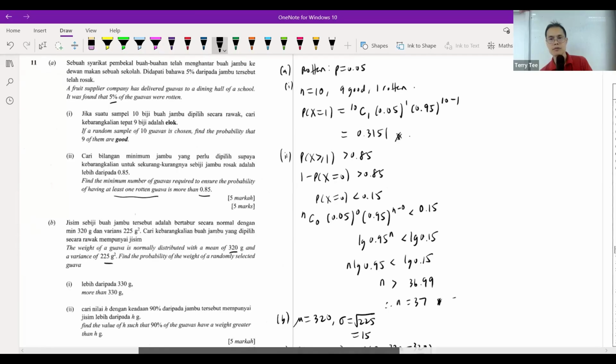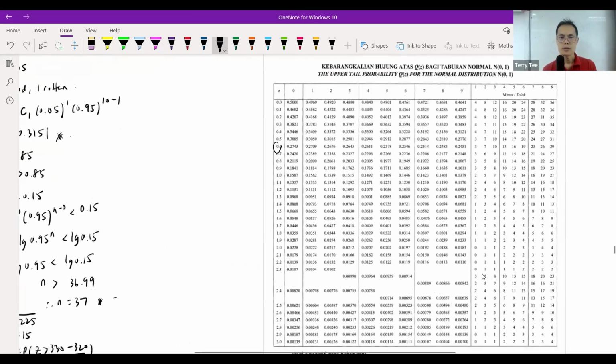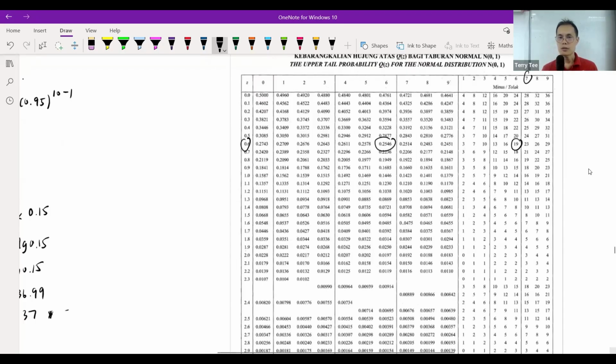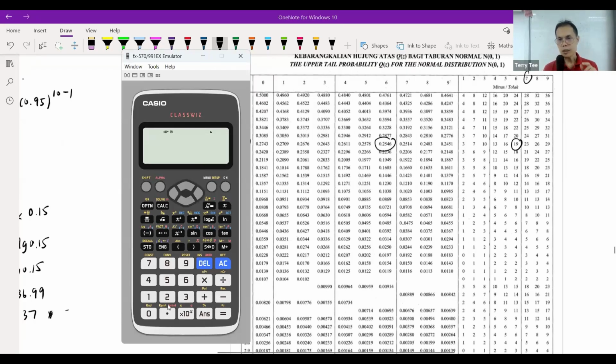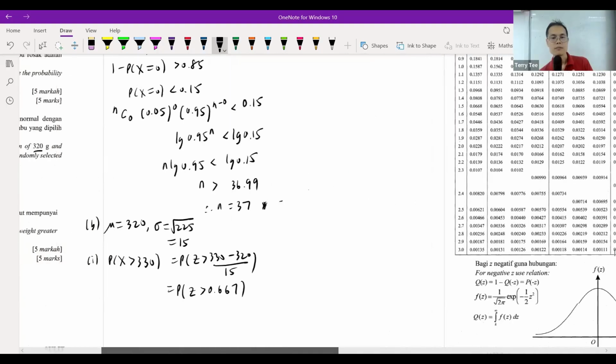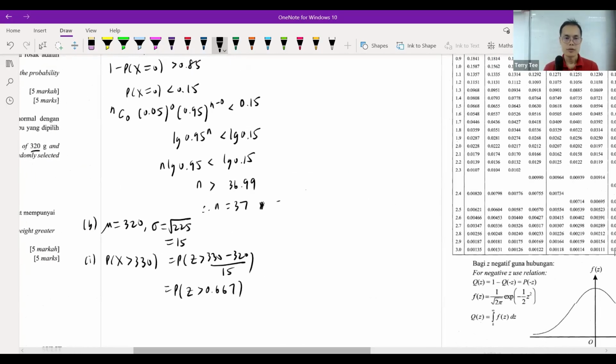So here, if I use the table, 0.6, the second 6 is here, 7. You need to subtract 19. Let me zoom in a bit. When you type this, please don't type 0 point. Type 2546 minus 19. You minus 19 from the last digit, you get 2527. So 0.2527.